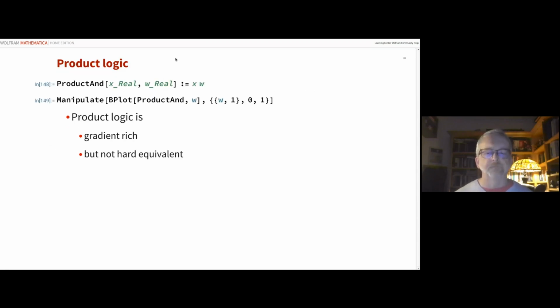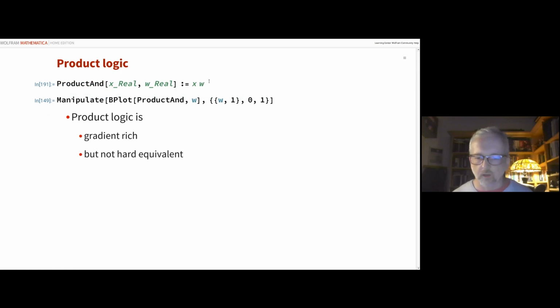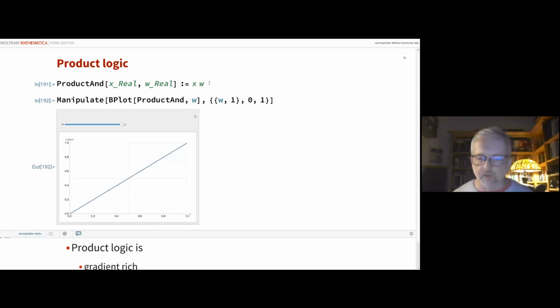So what can we do? There are real valued relaxations of Boolean logic. They already exist. And for example, product logic implements logical and by multiplying the two soft bits together. So how does this actually work? Well, we can use the Manipulate functionality to explore how this function behaves.